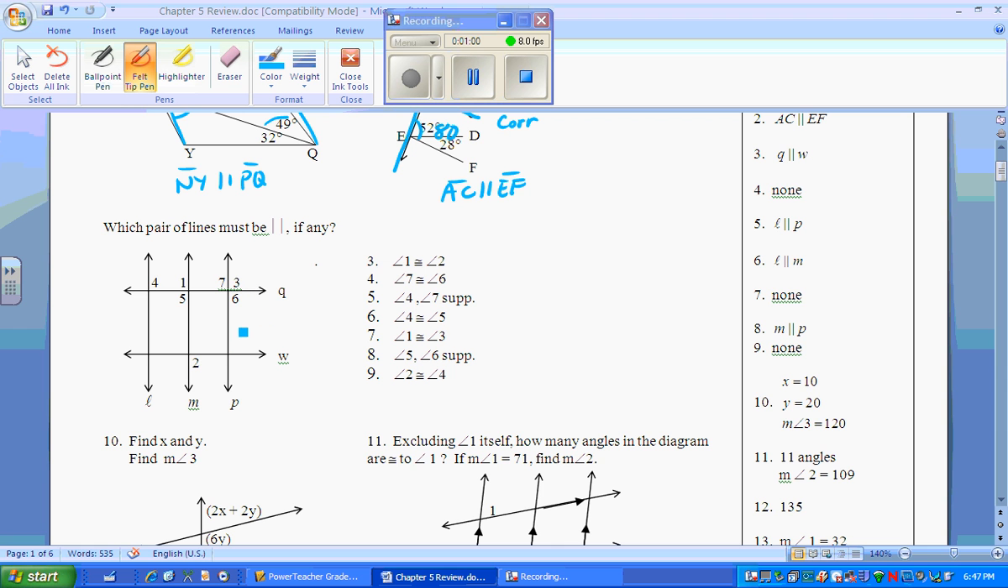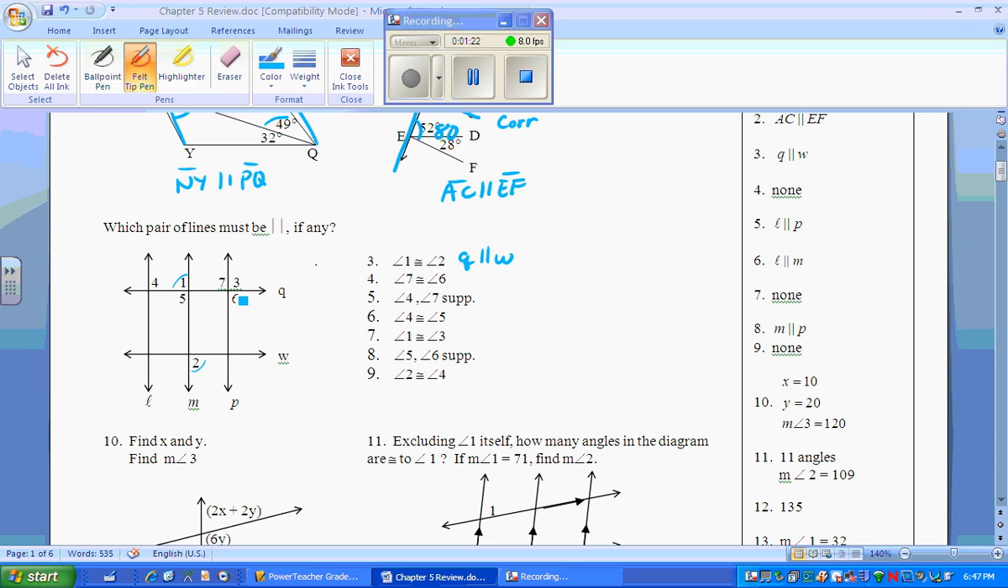Question 3 through 9. Here's the picture. Which pair of lines must be parallel, if any? 1 and 2. 1 is here. 2 is here. They are alternating exterior from each other. So if this is here and here, alternating exterior angles are congruent, like they say. We know we have parallel lines. Q is parallel to W.